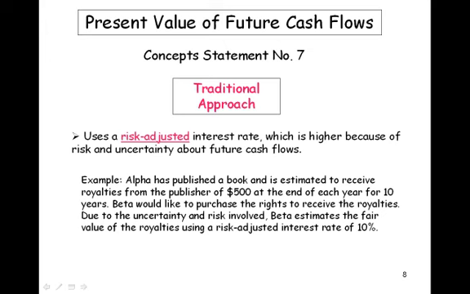Alpha has published a book and is estimated to receive royalties from the publisher of $500 at the end of each year for 10 years. Alpha would like to purchase the rights to receive the royalties.